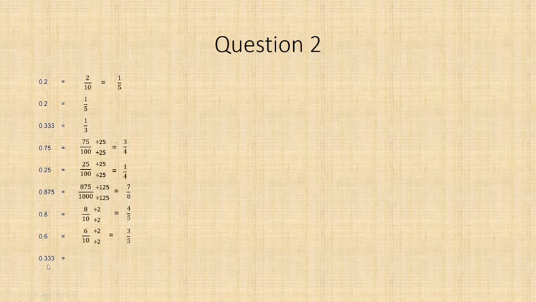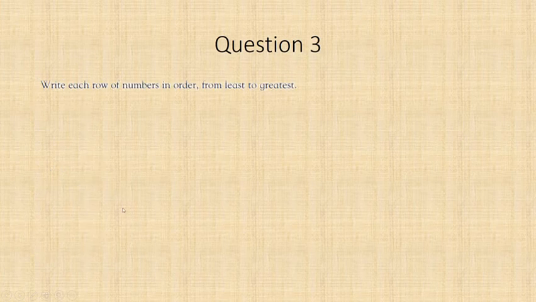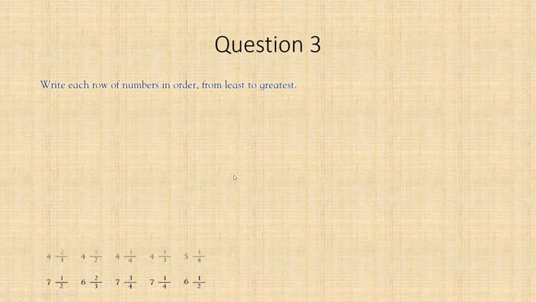And here, the last question in this part, it's 0.333. As we said here, the repeated question, it's 1 over 3. Okay, let's jump to question number 3. Write each row of numbers in order from least to greatest.